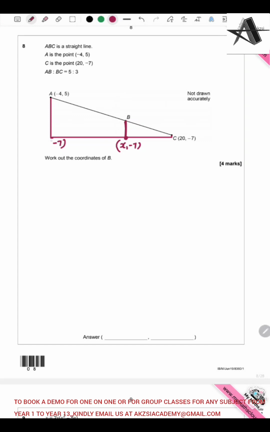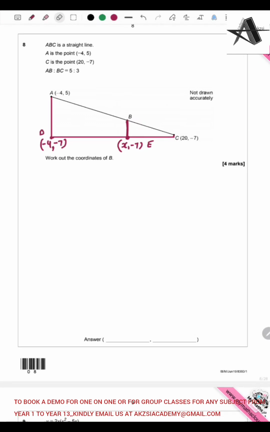Once you reach here, after this point, you're moving vertically upwards. So that means x will remain the same. So this point is negative 4. So in this way, I can find the values of these points. Now just pay attention to what I'm trying to say.